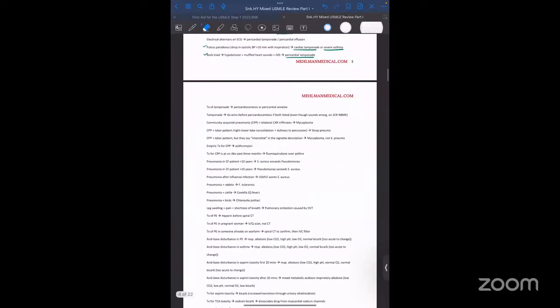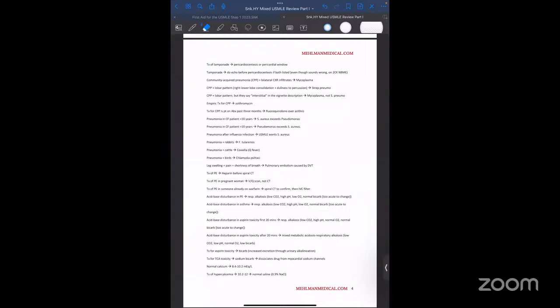Okay. Next, page 4. Treatment of tamponade, high yield: pericardiocentesis or pericardial window. He says do echo before pericardiocentesis if both are listed, even though it sounds wrong, on 2 NBME. We can think about it like, we're doing an echo and looking at the best angle to put the pericardiocentesis needle in. Otherwise, we're starting with pericardiocentesis.